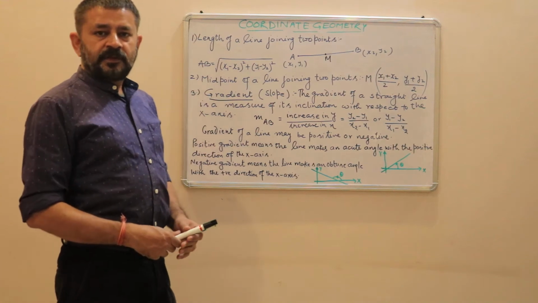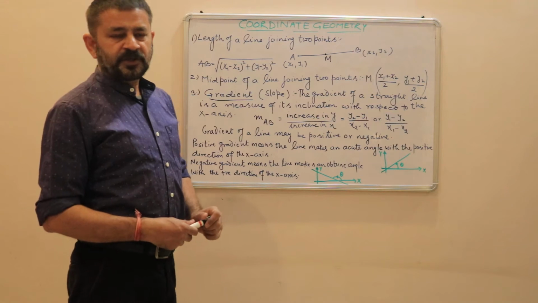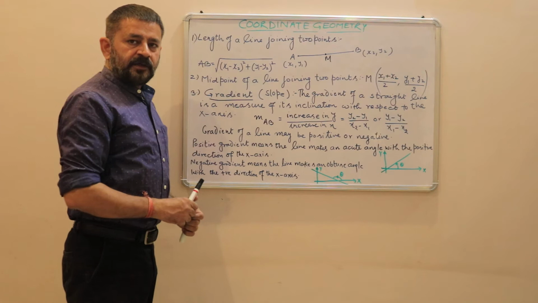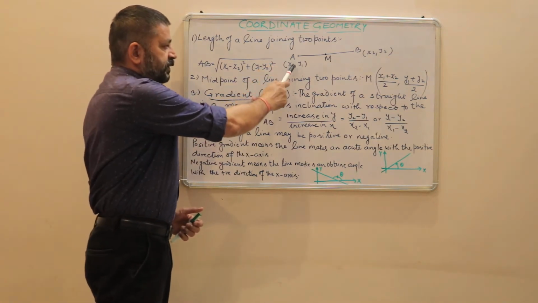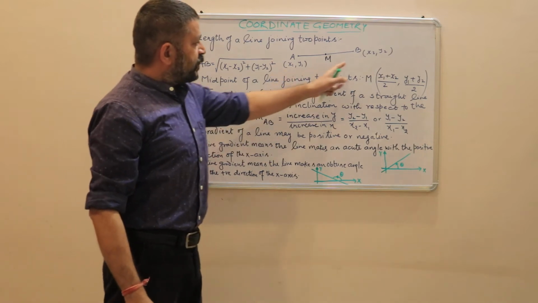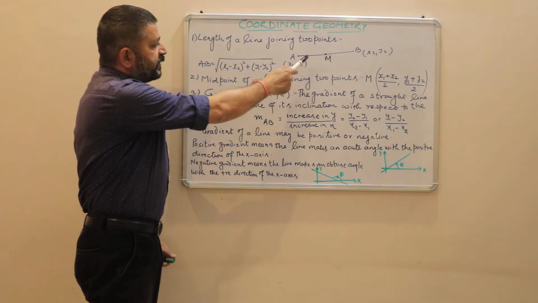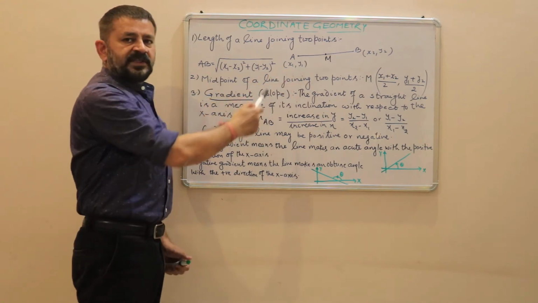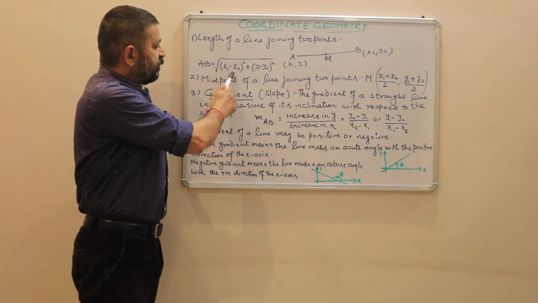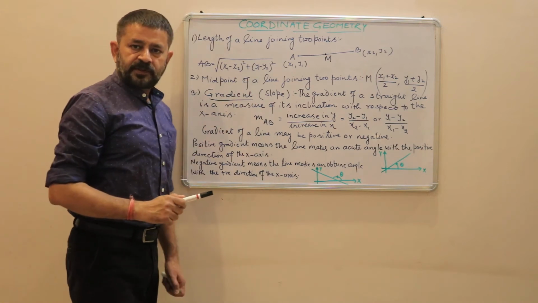Hello friends, in this video we'll be studying some basics of coordinate geometry. First one is to find the length of a line joining two points A and B. Coordinates of A are x1, y1, coordinates of B are x2, y2. AB, that is the length of the line, or we can say the distance between A and B, is given by under root (x1 minus x2) whole square plus (y1 minus y2) whole square.